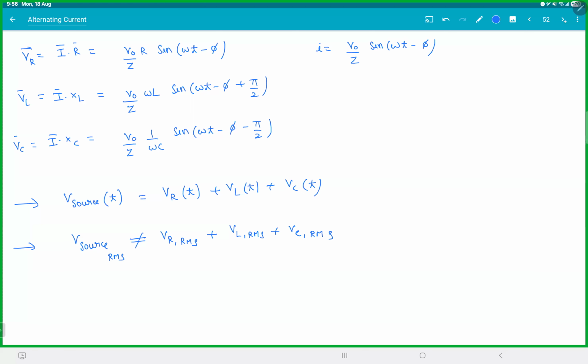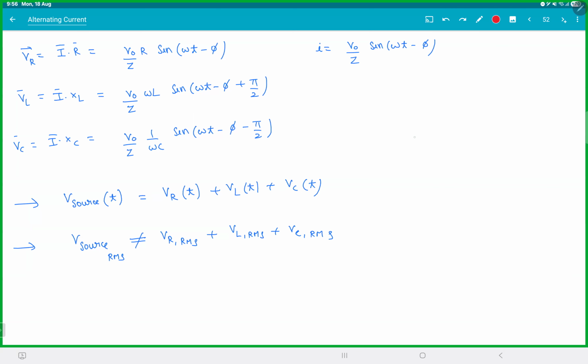Again, what is RMS value? Peak by root 2, right? If you're adding all the things, what are you telling? You are saying all these three functions will reach the maximum at the same time. Will that ever happen? This is sine, this is cos. Sine and cos can't go to maximum at the same time. Then how do we add them?